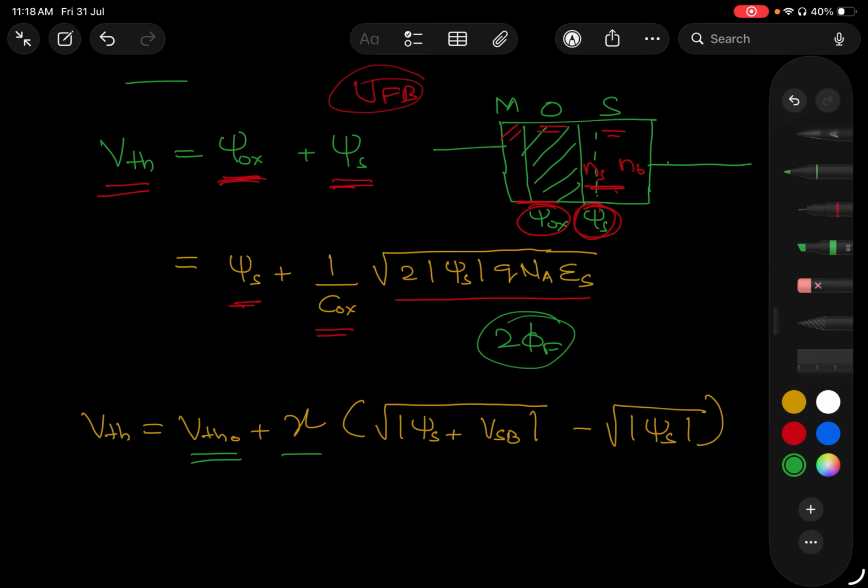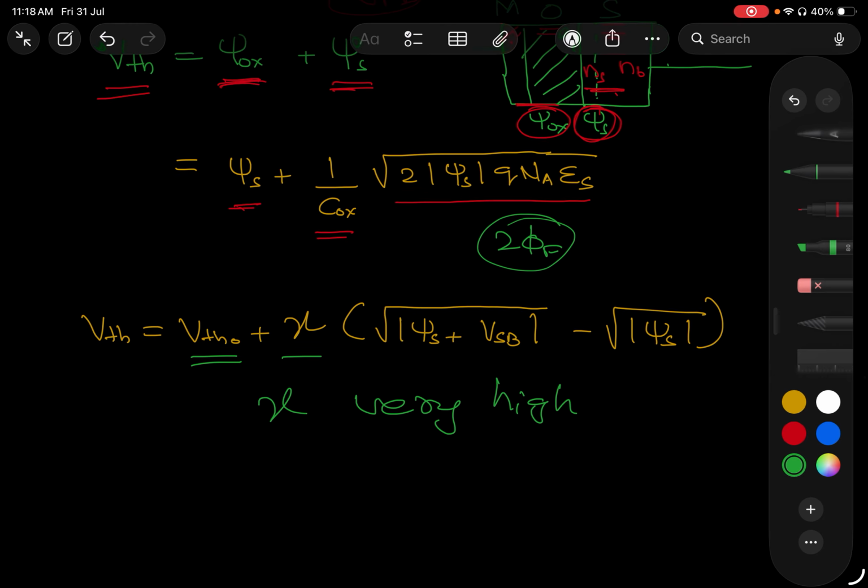What is going to happen is, if this gamma is very high, then this MOSFET is highly sensitive to the body effect. Even a small change in the VSB can alter the VTH, and if gamma is low, then the MOSFET is robust. So this is all about the body effect.